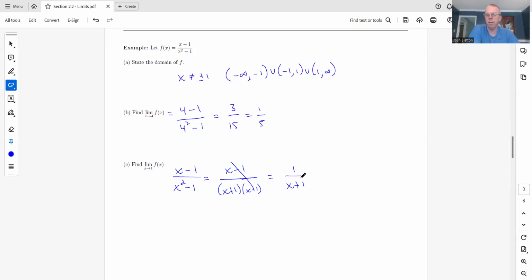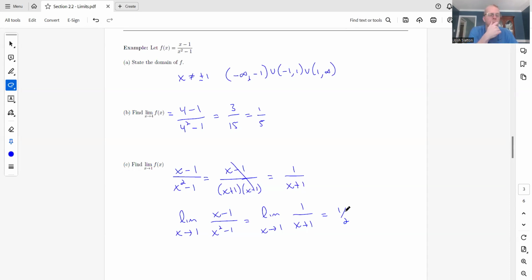Now you can plug this in because this one is continuous at that point. These are equivalent functions with the exception of the value x equals 1, because it's not in this domain, but it is in this domain. So the limit as x approaches 1 of x minus 1 over x squared minus 1 is the same as the limit as x approaches 1 of this function 1 over x plus 1. And now this one's continuous, so we just plug that in and we get 1/2. And if I remember right, I think that's what we said in the first example in the last video.